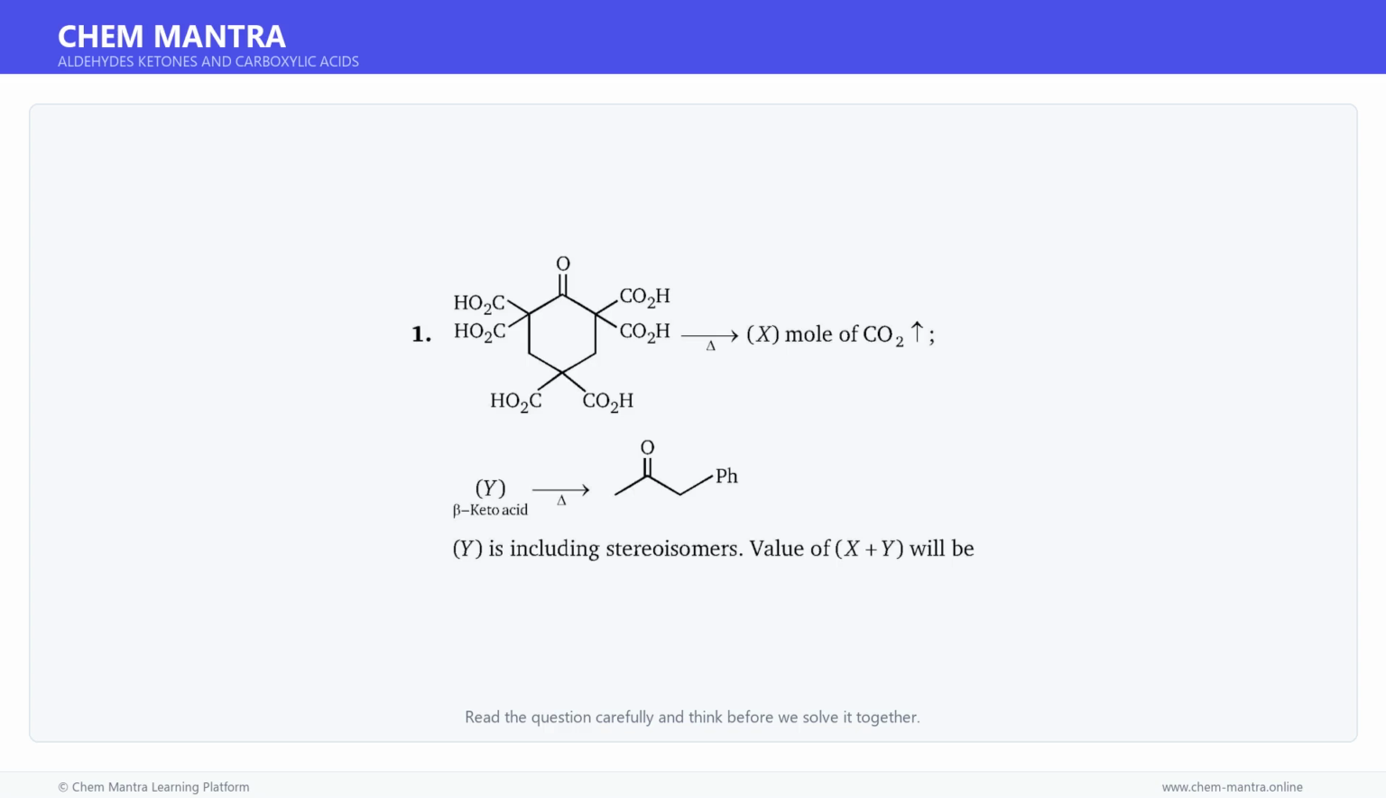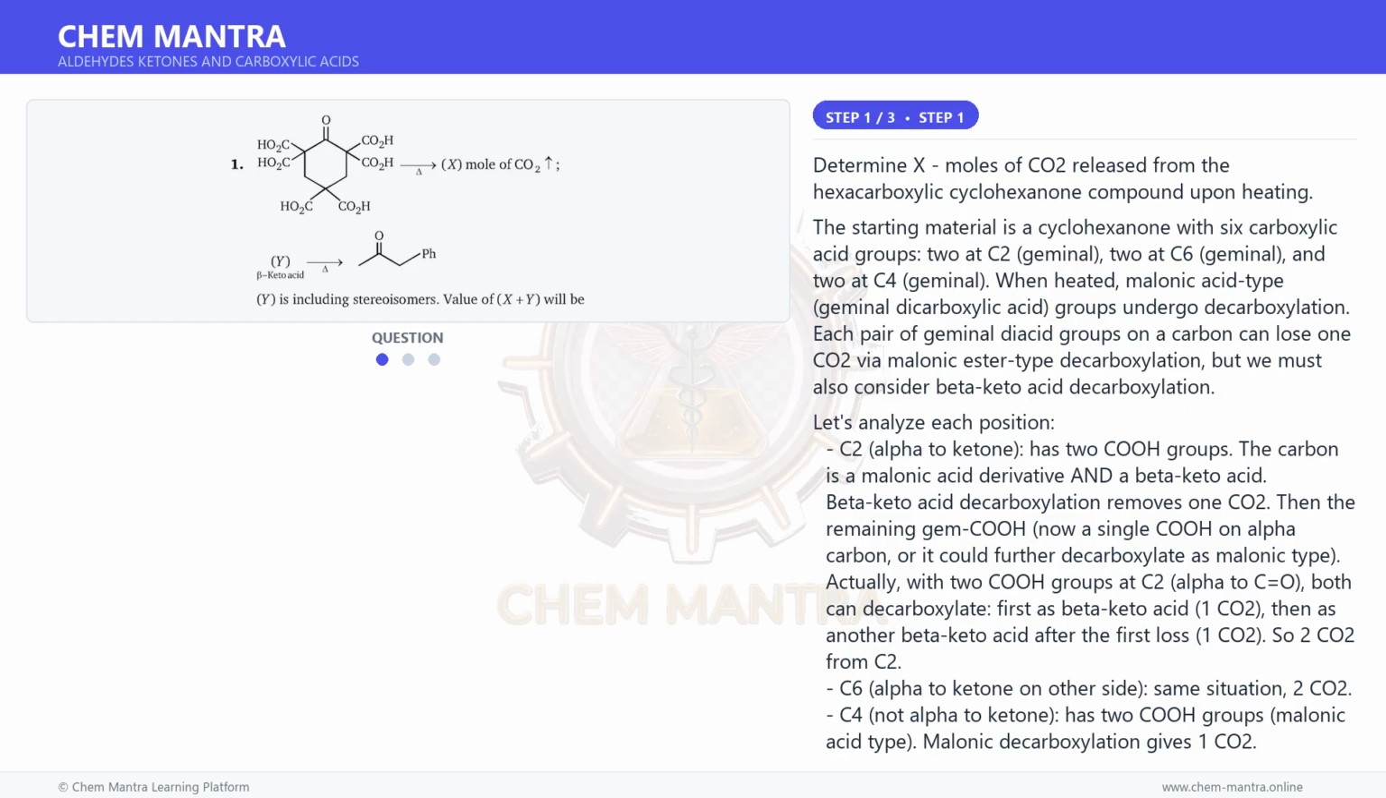Here is a numerical type question. Work through the numbers carefully. Let us solve it step by step. Let us begin solving this step by step. Determine X, the moles of CO2 released from the hexacarboxylic cyclohexanone compound upon heating.